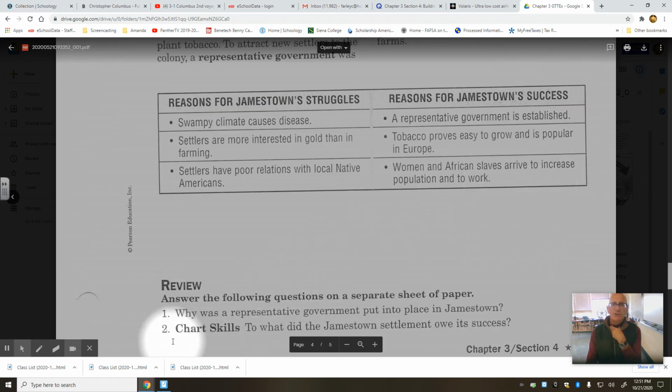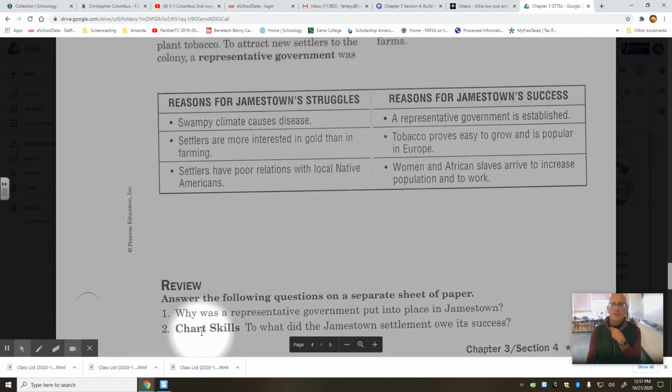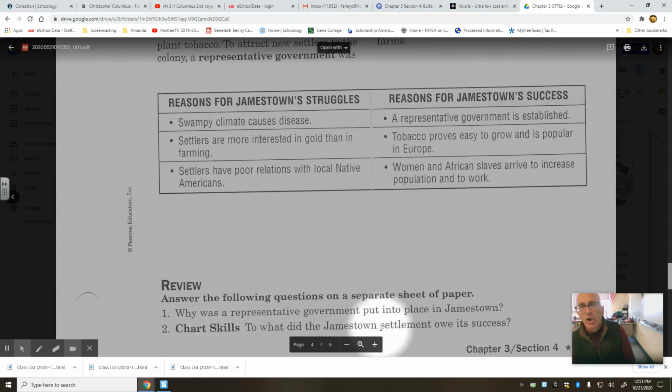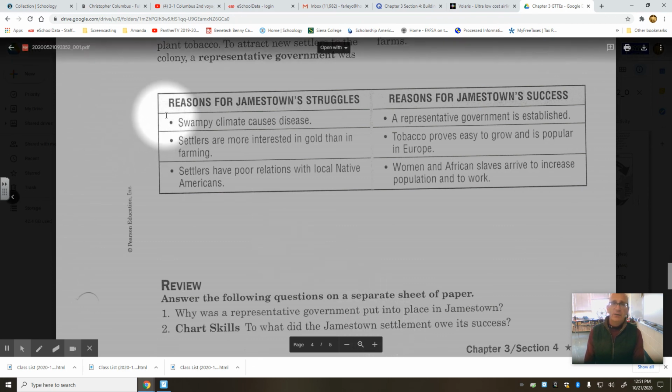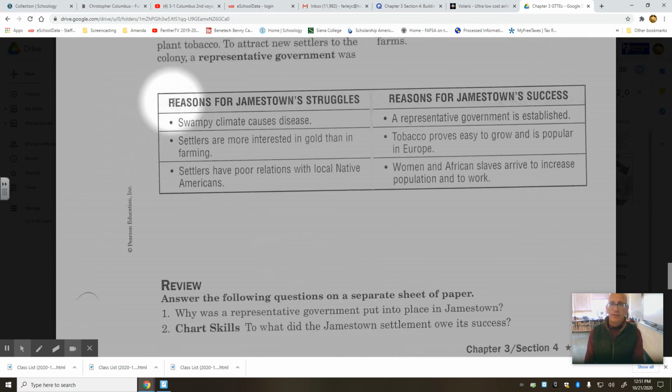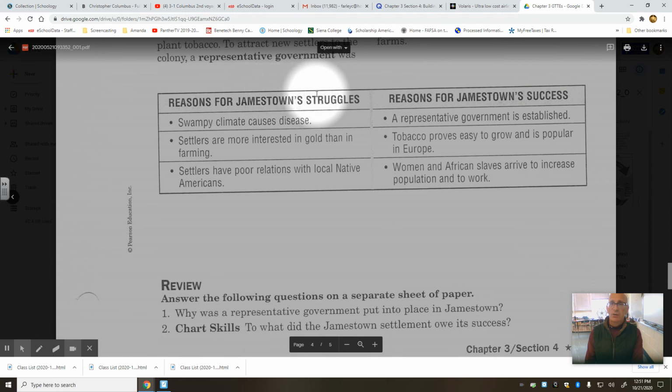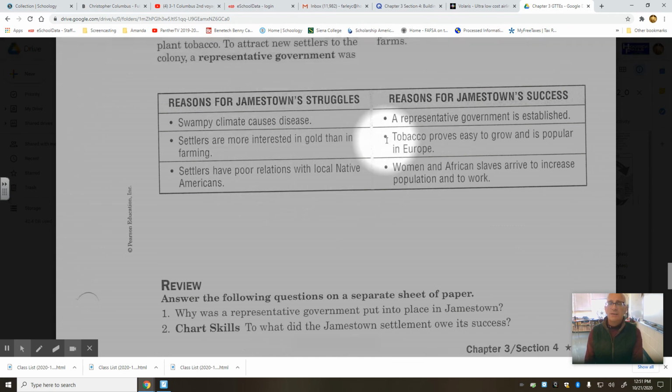Okay, and question 2 refers to the chart. Question 2 asks, to what did the Jamestown settlement owe its successes? And you've got a list here on the left in the chart, reason for Jamestown struggles and the reason for Jamestown successes. Take a moment now by studying the chart to list what the Jamestown settlement owed its successes to.